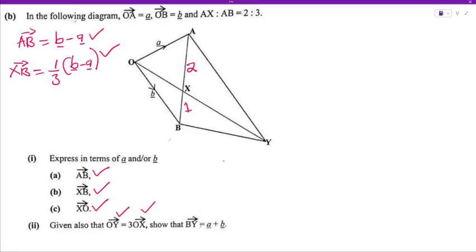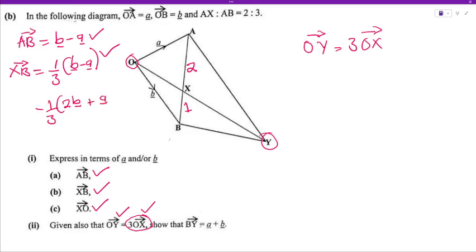Remember, in the first session we looked at scalar quantities. This is O, and this one here is Y. OY is 3 times vector OX. Let us write that down: vector OY is equal to 3 times vector OX. We actually found OX, and I think that was negative 1 over 3 open bracket 2 vector B plus vector A. That was our answer for OY.